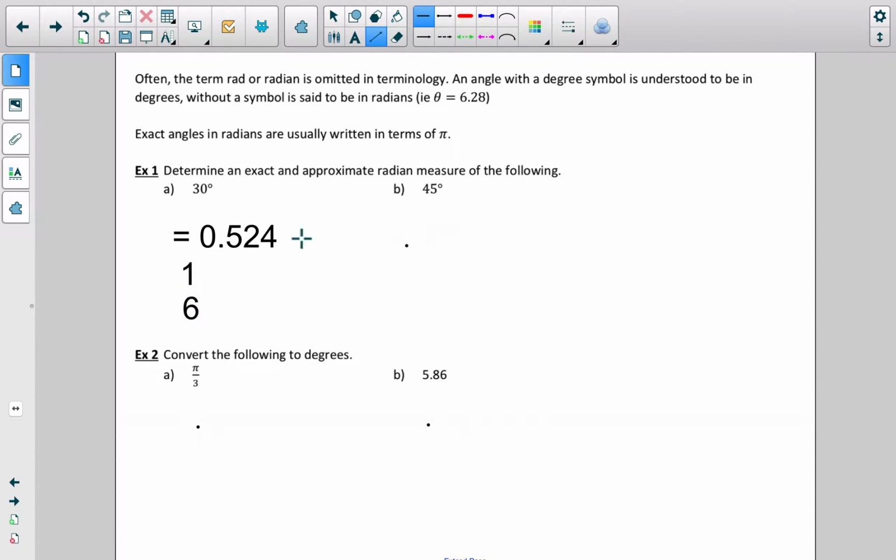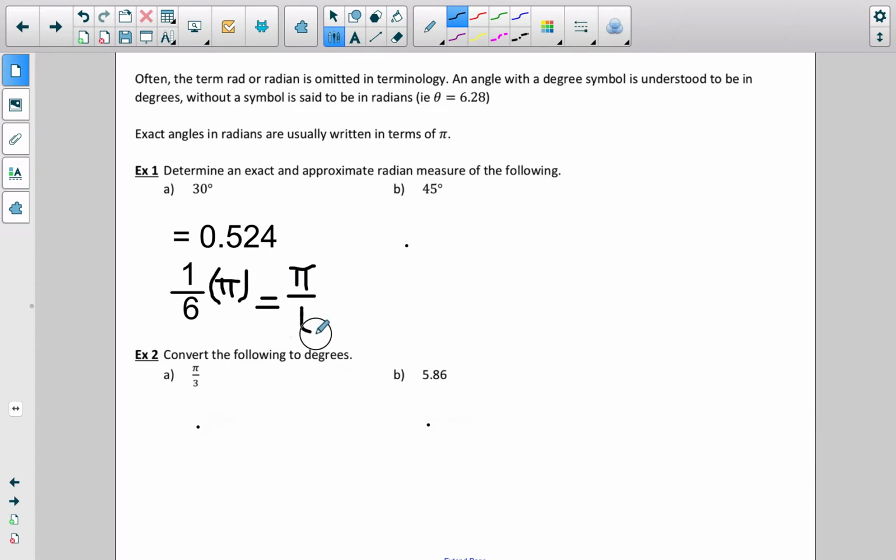Alright, so I'm just going to be really slow going through this. Now I'm not going to do the exact measure for all of these. I'm going to just do this one here. So it would be 1 over 6 pi, which changes to pi by 6. And that's actually one of our special angles, if you remember 30 degrees, and we'll talk about that later. 45 degrees is also a special angle. The approximate is 0.785. I want you to go and try to do the exact by yourself. It should be with respect to pi.